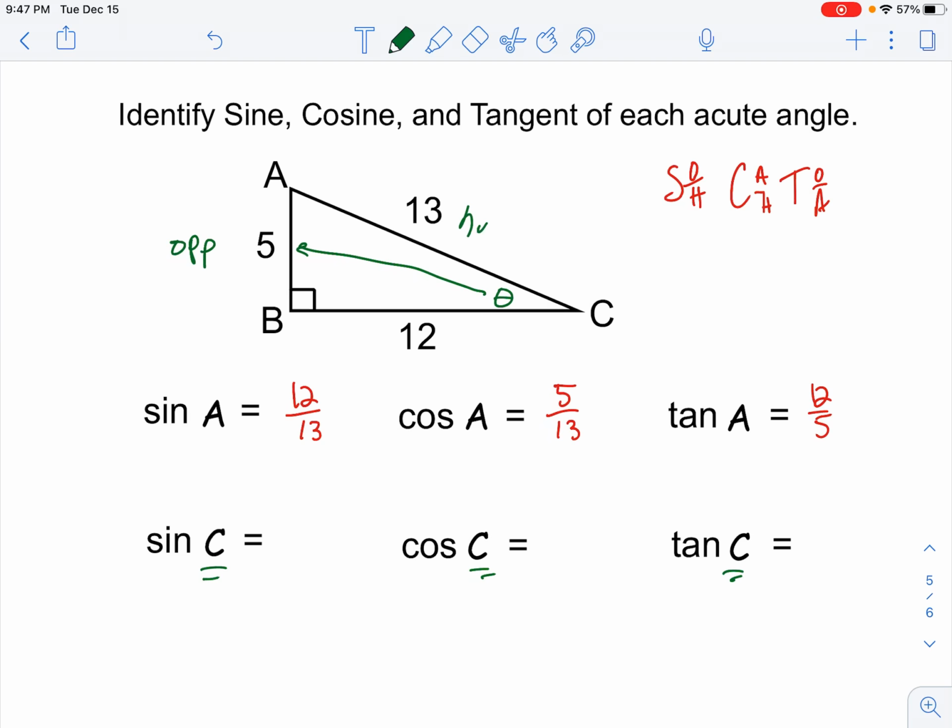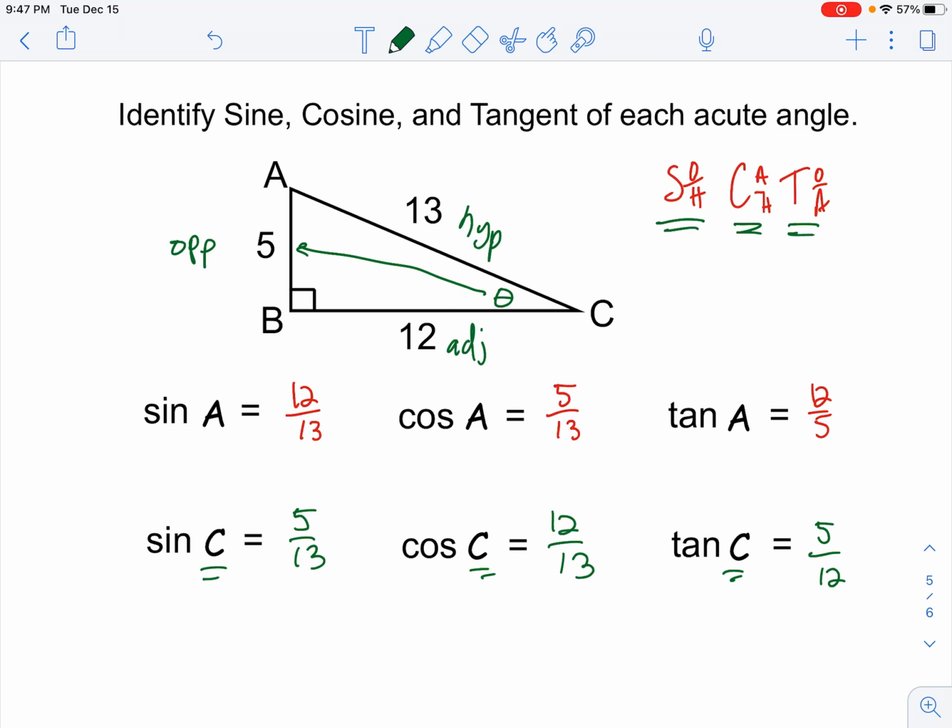The hypotenuse hasn't changed, but the adjacent is the one next to it, so 12. So the sine, remember that's opposite divided by hypotenuse, that's going to be 5 divided by 13. Cosine is adjacent divided by hypotenuse, which is 12 divided by 13. And then tangent is opposite divided by adjacent, which would be 5 over 12.